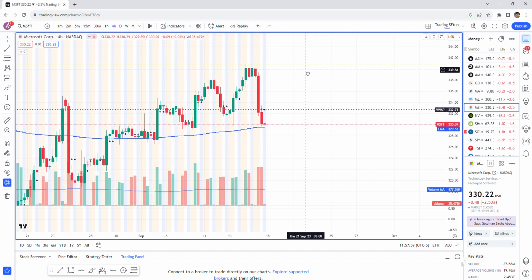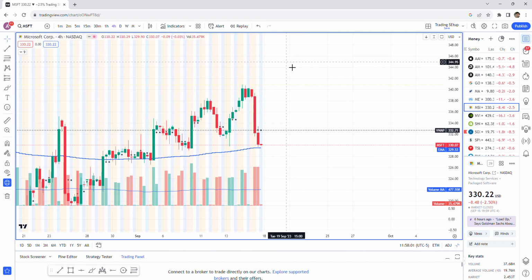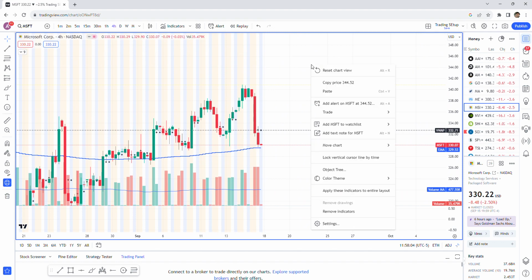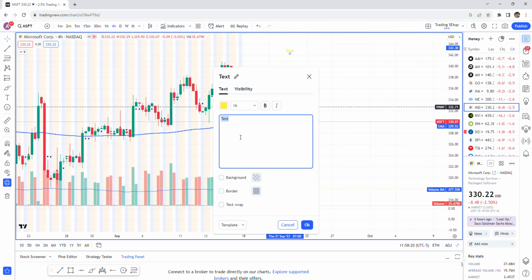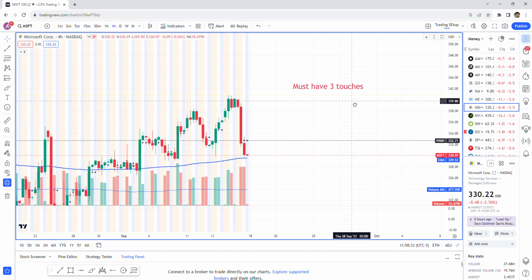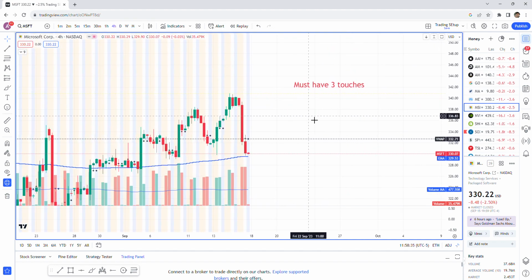First things first, the number one rule for all of these is you need 3 touches. You gotta have 3 touches. I cannot reiterate this enough. You must have 3 touches. Alright, I'll put that in red. Good, nice. So you must have 3 touches. I cannot reiterate this enough. This will help you so much.